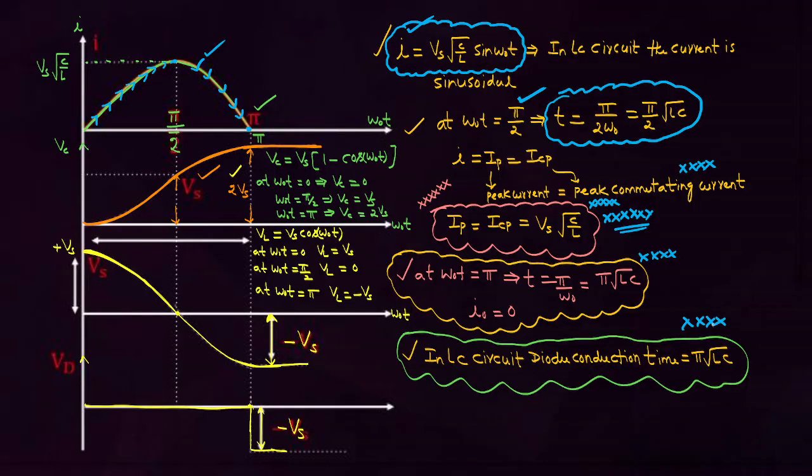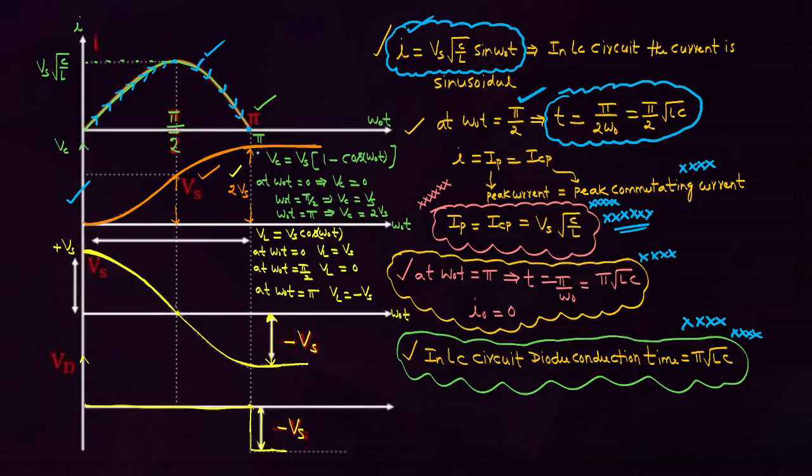Very important. In the LC circuit, how much angle will the device conduct? 180 degrees. If the time is asked, how much time will it conduct? Pi root LC. It conducts for a time of pi root LC. Very important formula that you have to remember. And this is the capacitor voltage waveform.